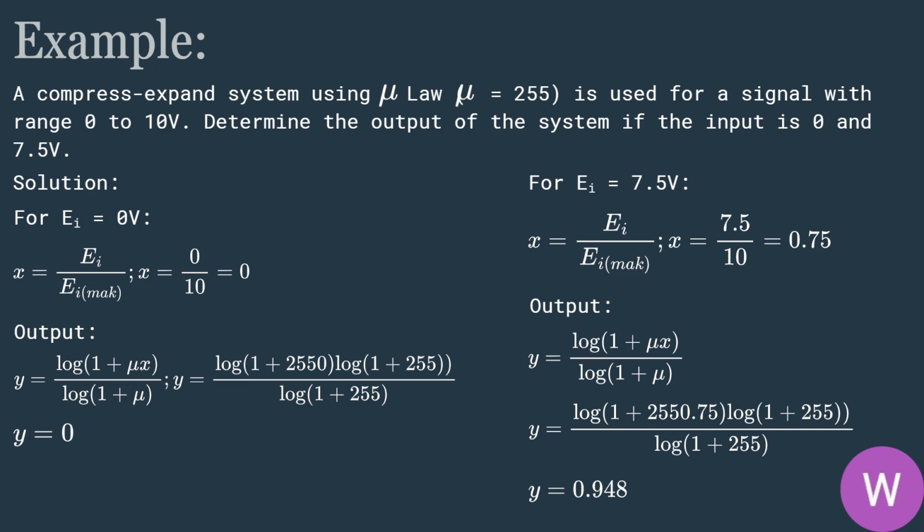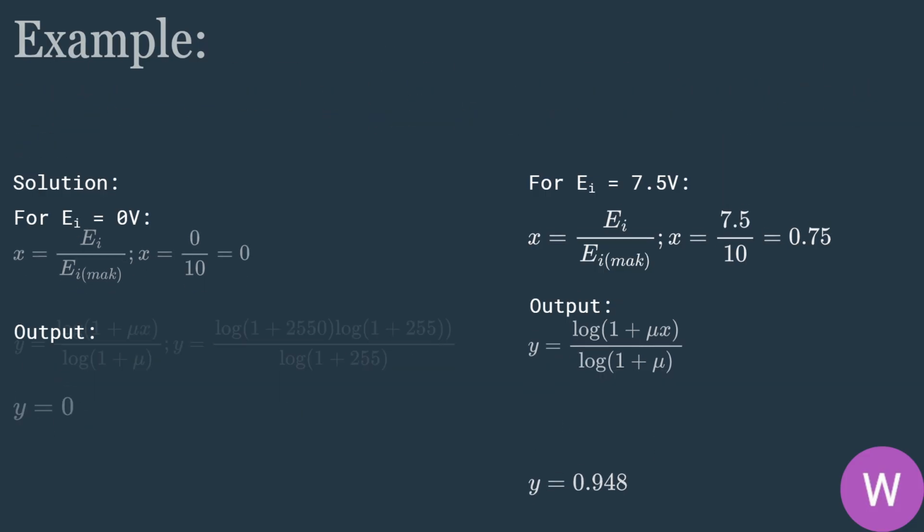So for another input voltage, 7.5, it is also the same thing. X equals 7.5 over 10, and then we got X equals 0.75, and then output Y equals log 1 plus mu X over log 1 plus mu. So we plug in all the values into the formula, and in the end we got Y equals 0.9948. So this is just a simple example of discussing the mu law companding system.